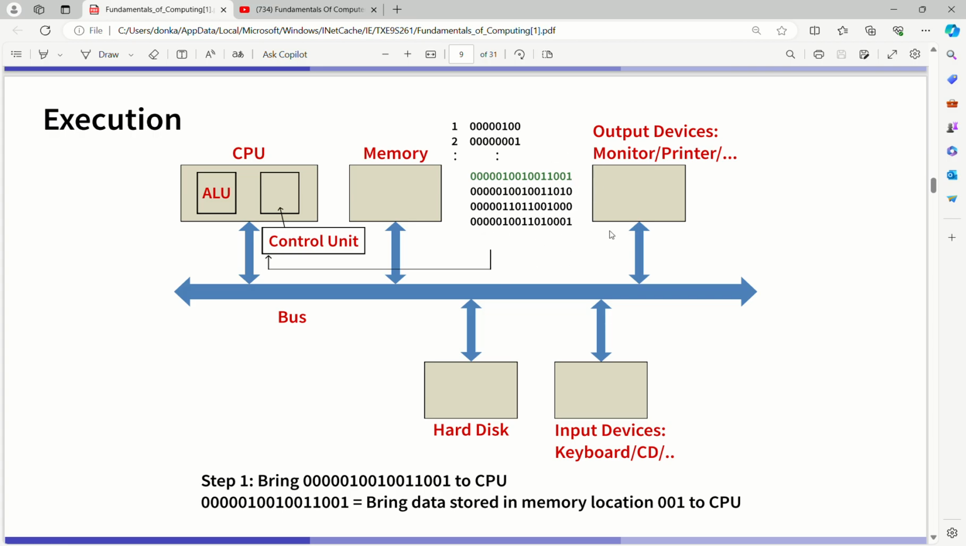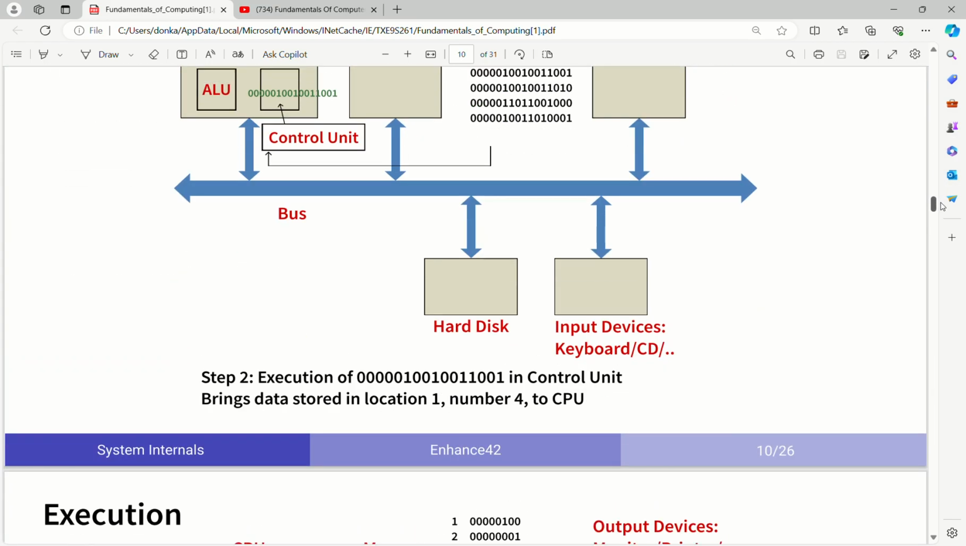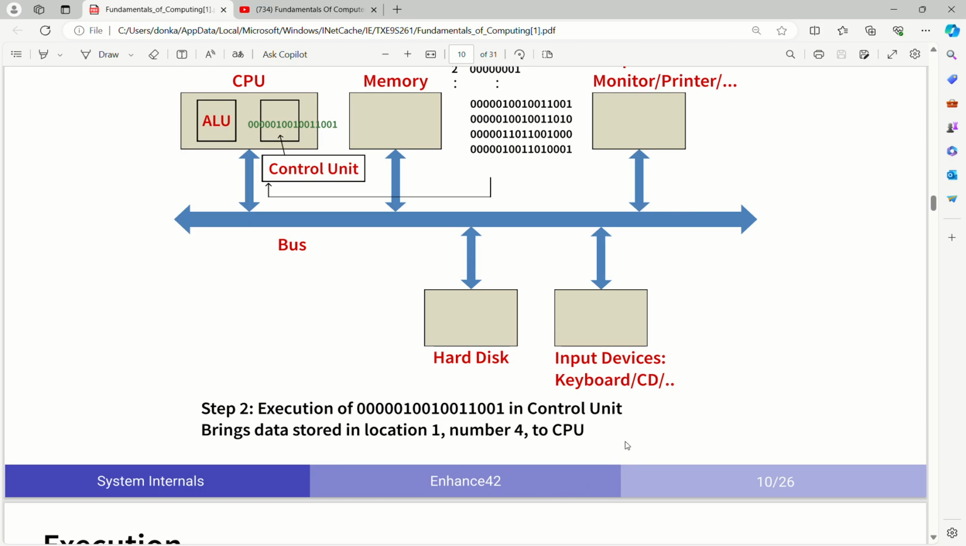There are a lot of steps in execution. The first step is this binary format, which will be brought to the CPU, which means the data stored in the memory is brought to the CPU. And after that, step 2 is execution of this binary formatted control unit. It brings data stored in location 1, where the number 4 is stored, to the CPU.